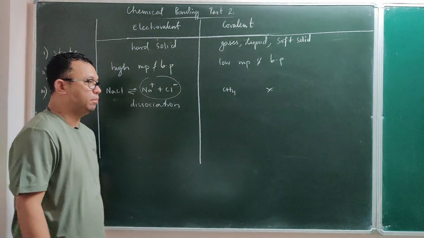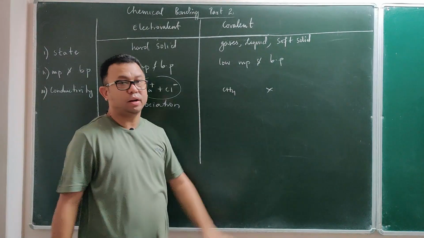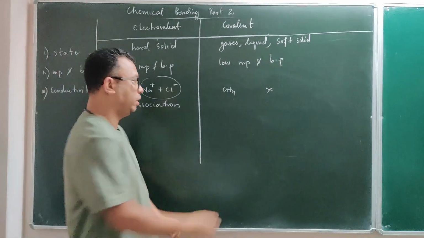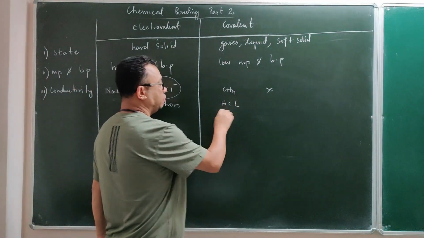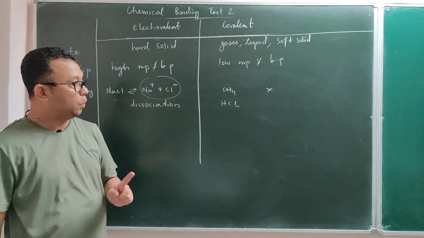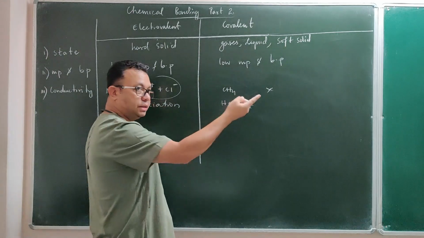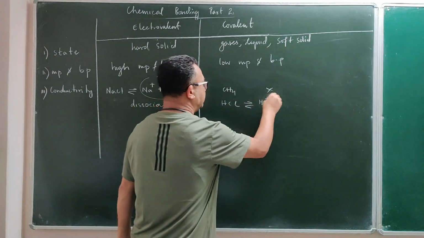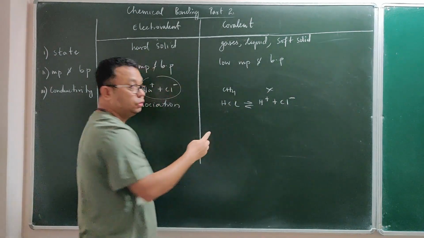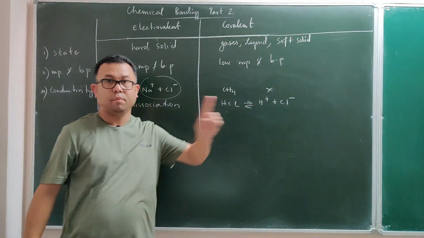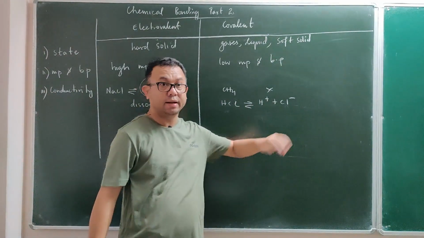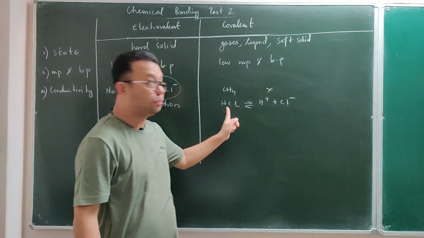But I should remind you of a special covalent compound, which we call a polar covalent compound, for example HCl. Since it is polar, whenever you dissolve it in water or heat it, it may break into ions. Even though covalent compounds usually don't break into ions, a polar covalent compound can break into ions and start conducting electricity. So the exception is the polar covalent compound.